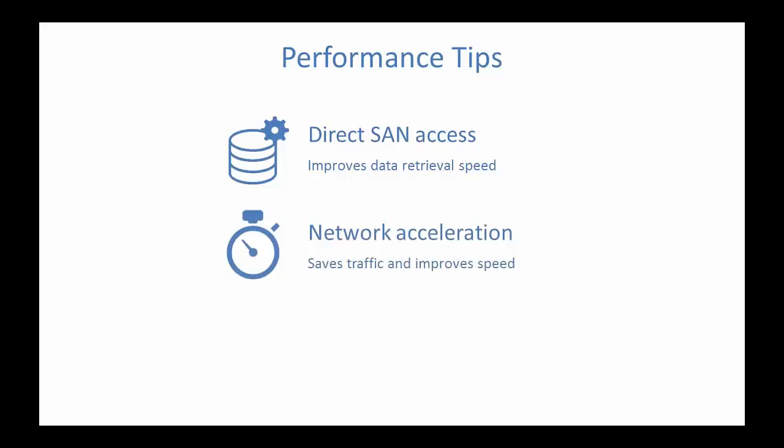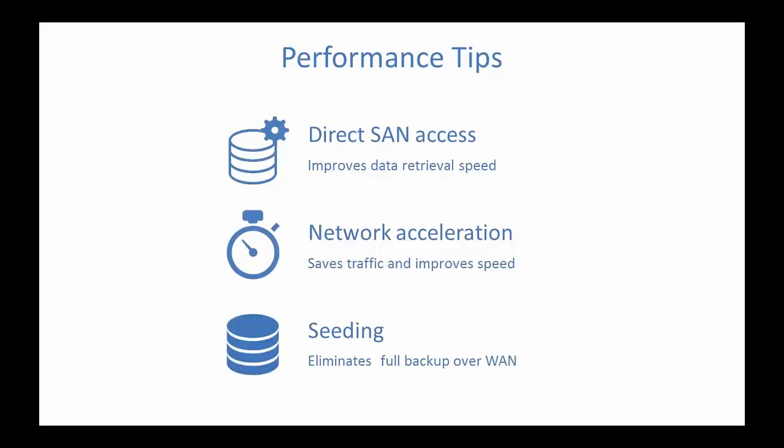Network acceleration is a feature that saves your traffic and improves speed when you transfer data over a slow network, for example over the internet. This is pretty suitable for off-site backup. Network acceleration requires two transporters on both sides of the WAN to operate. The source transporter would compress the data and squeeze it, and then the second transporter would decompress the data and rehydrate the data, basically.